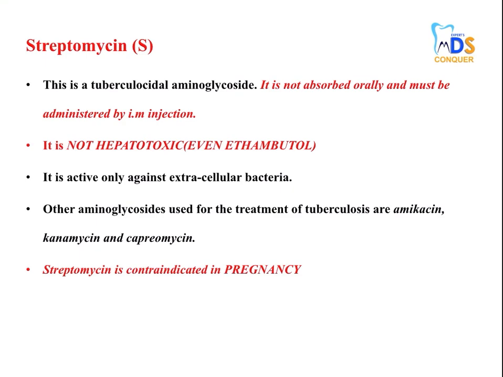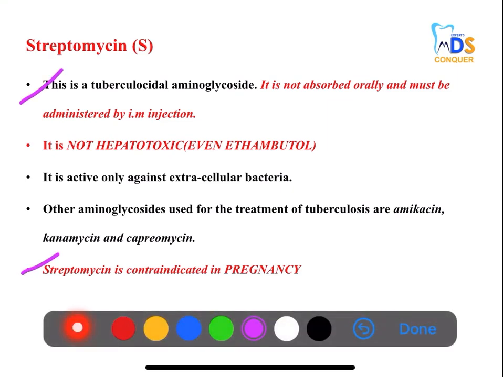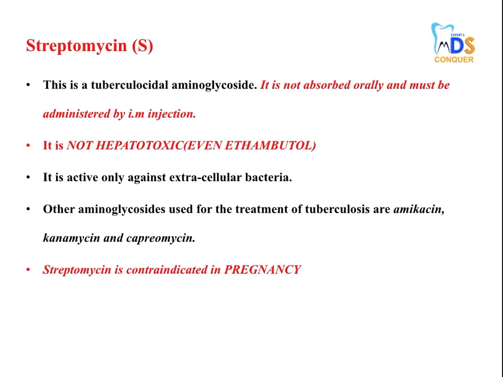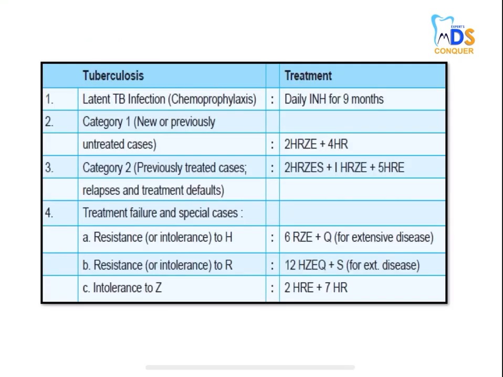Streptomycin is not absorbed orally and must be administered by IM injection, a very important point again. Streptomycin is contraindicated in pregnancy because it is ototoxic, being an aminoglycoside. So it is not given in pregnancy, whereas rifampicin can be. Other aminoglycosides that can be given are amikacin, kanamycin, capreomycin, but streptomycin is the first line. So these are the various anti-TB drugs.